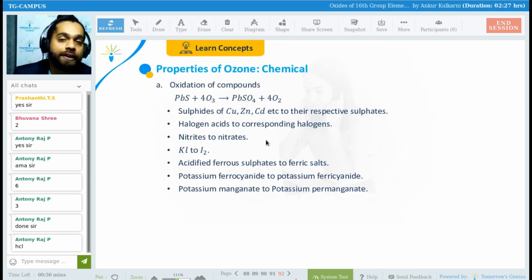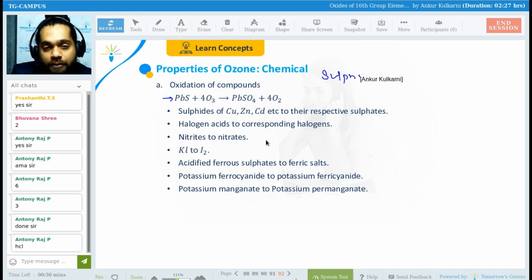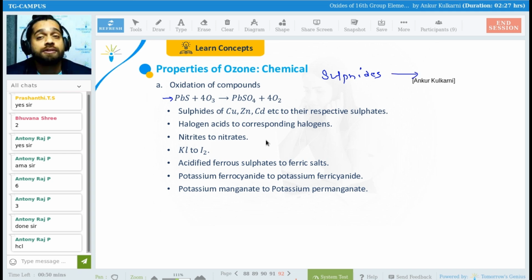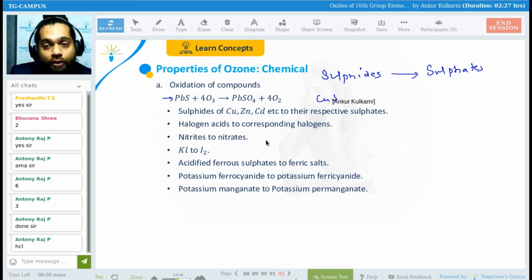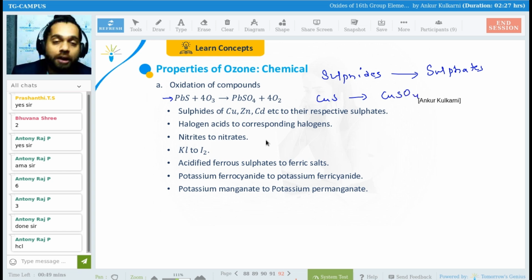Now, for example, look over here, lead sulfate. It will convert all of your sulfides. If I do the oxidation of sulfides, all of the sulfides, lead sulfide, zinc sulfide, copper sulfide, whatever you have, and react it with ozone, write it down: sulfide plus ozone will give you sulfate. Remember, if I have copper sulfide, it will convert it into copper sulfate. So all of the sulfides get converted into sulfates.